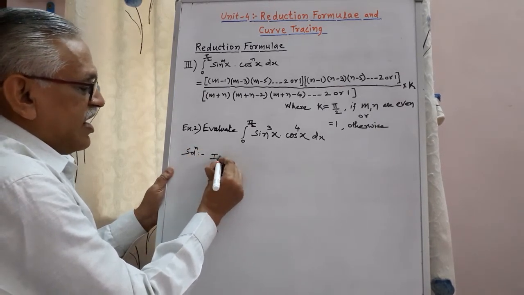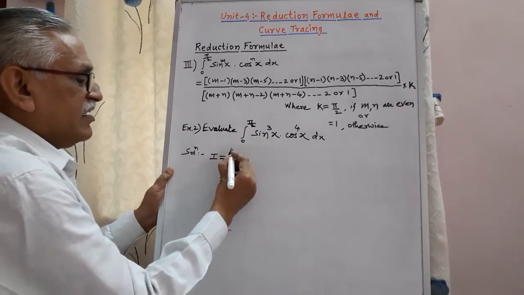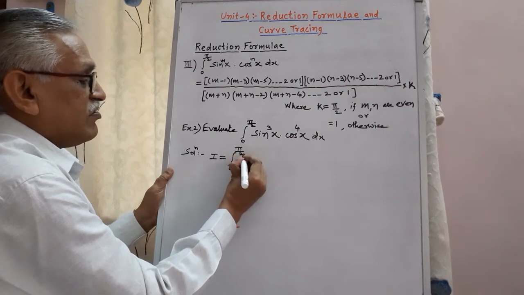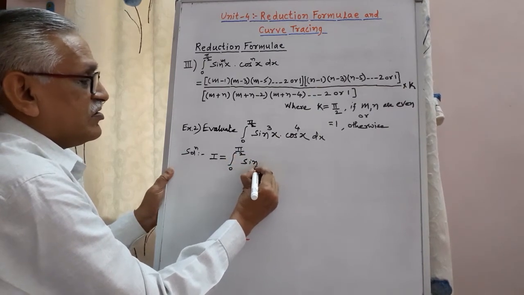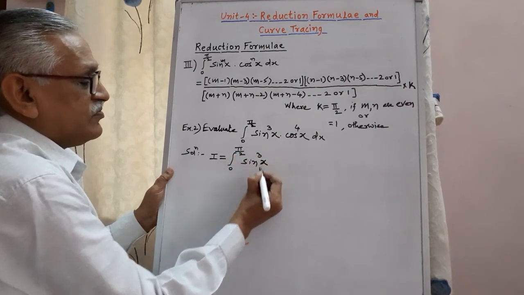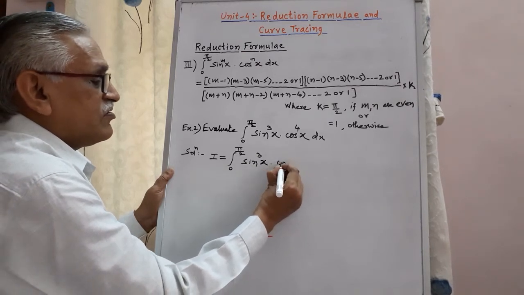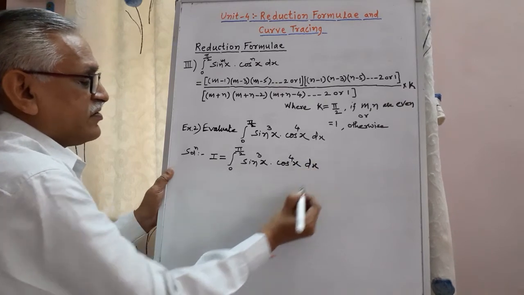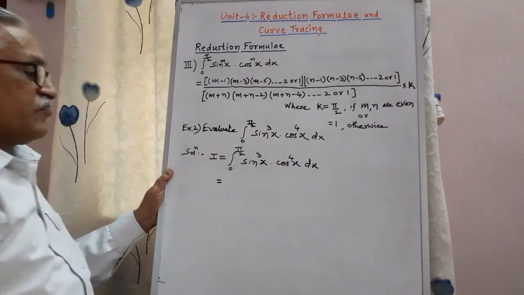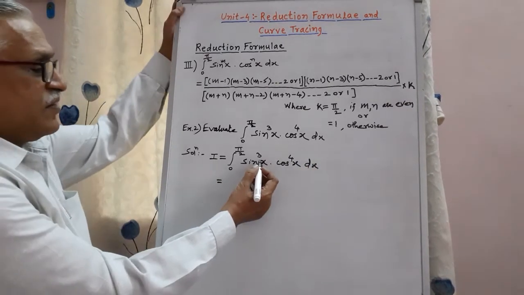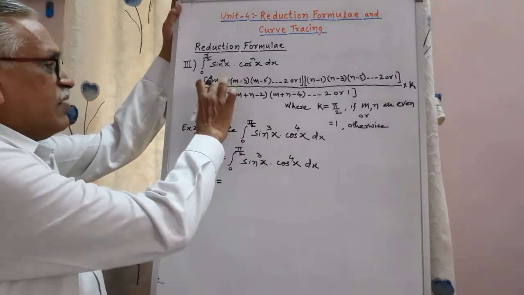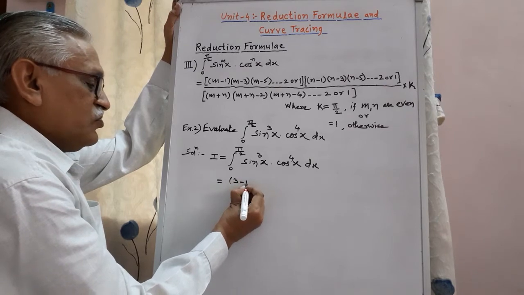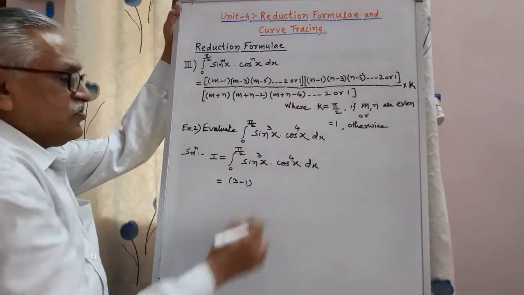we consider this integral as I, the integral from 0 to pi by 2 of sin x cubed into cos x raised to 4 dx, and therefore it is equal to, okay, substituting the value m minus 1, 3 minus 1, we get 2. Therefore the last term is 2, stop here.